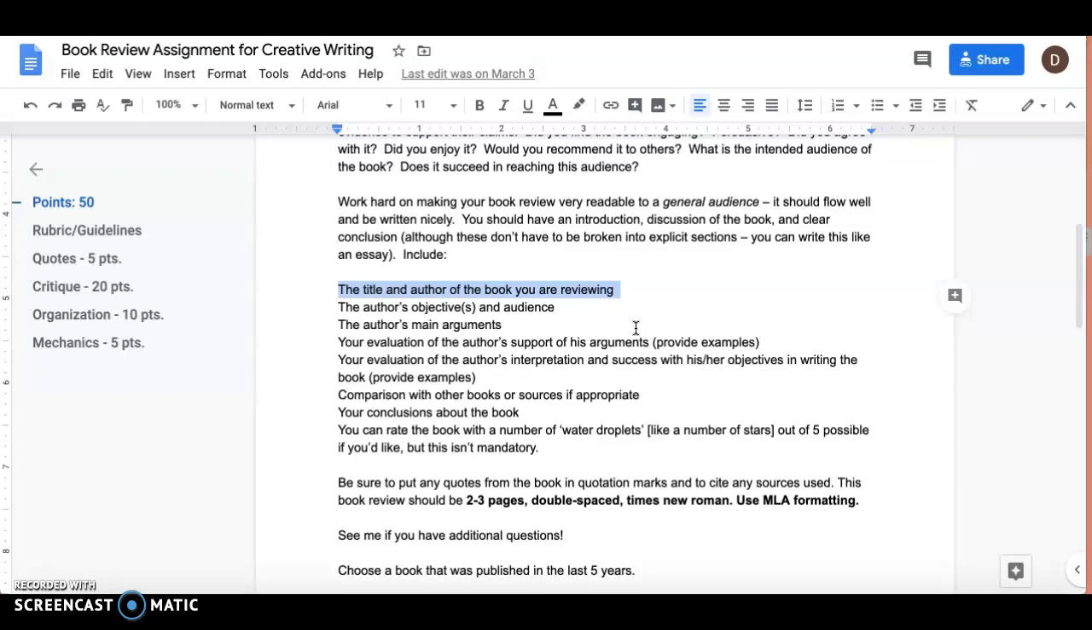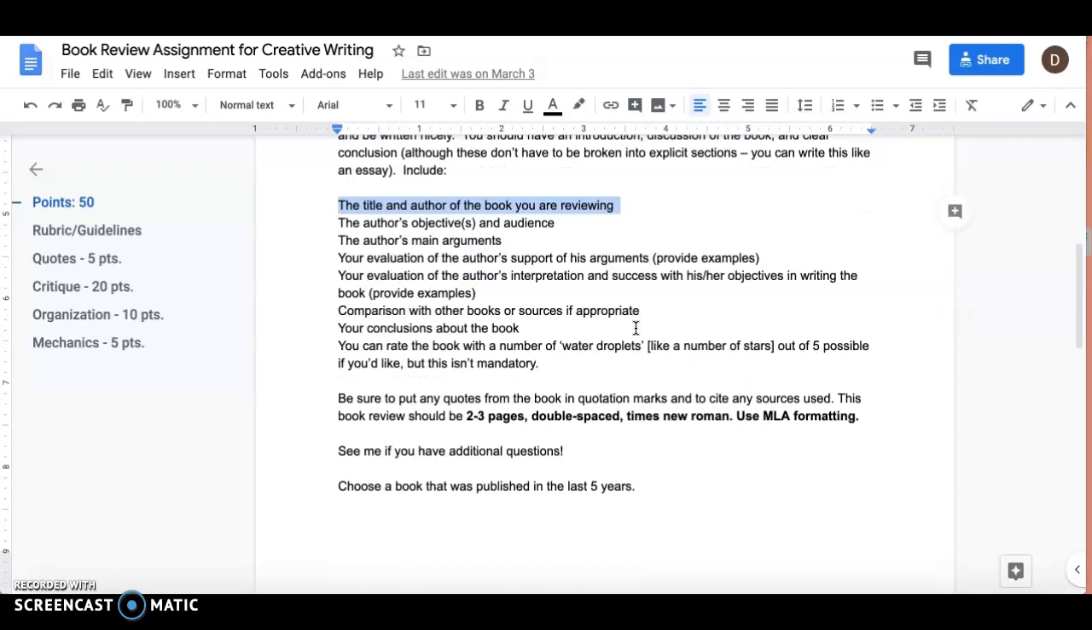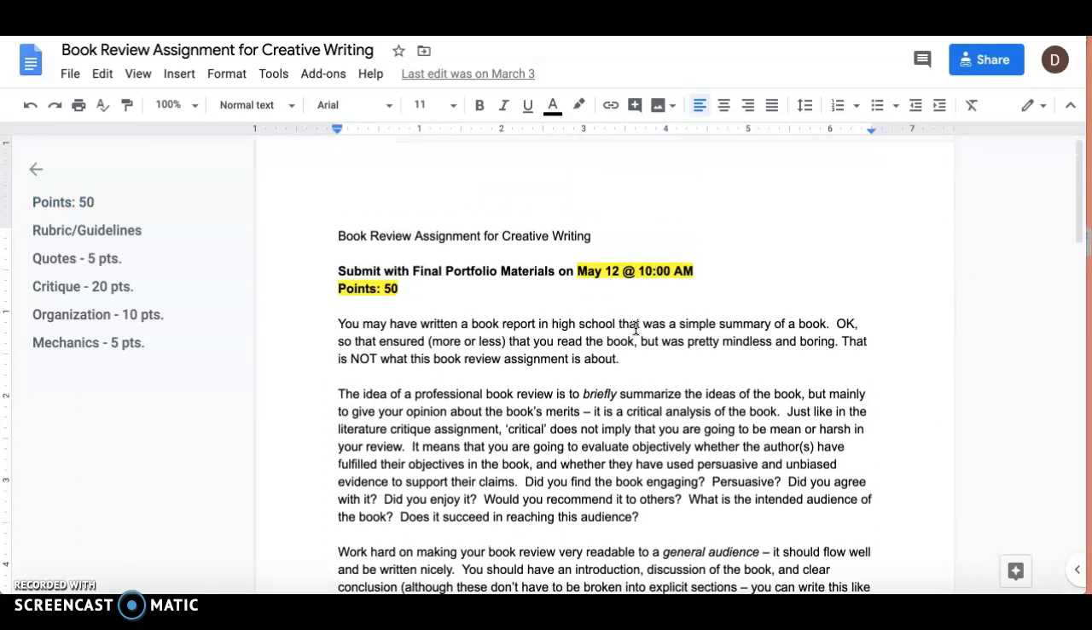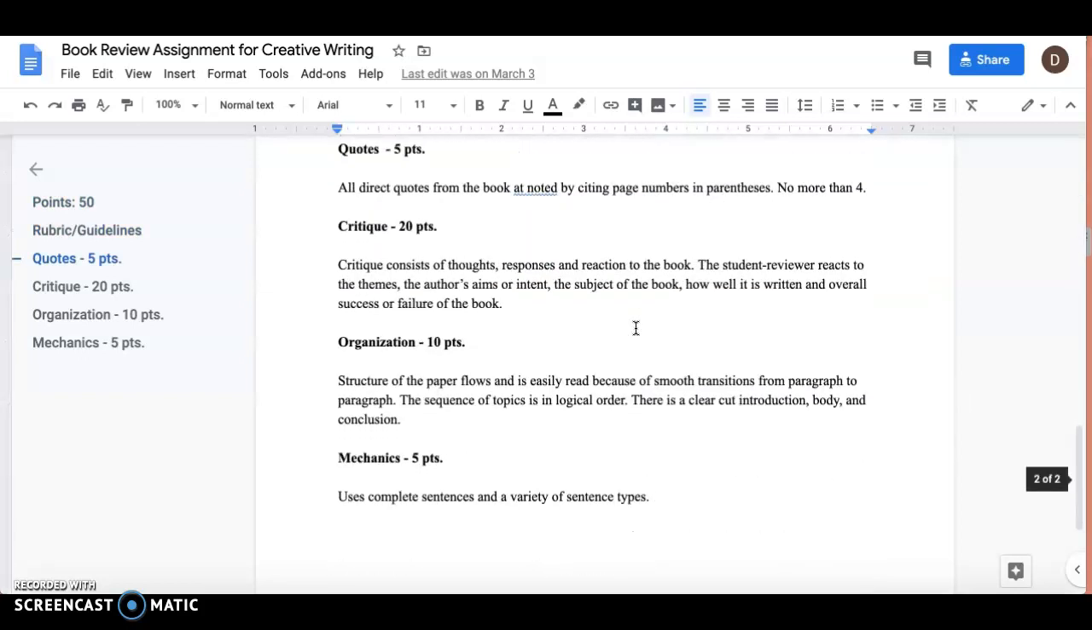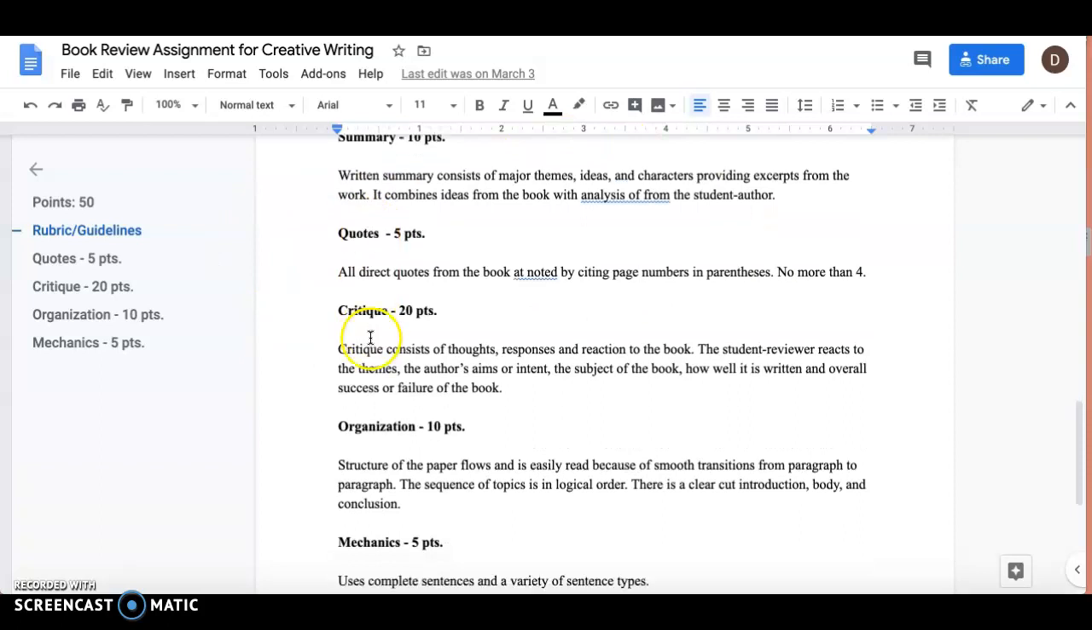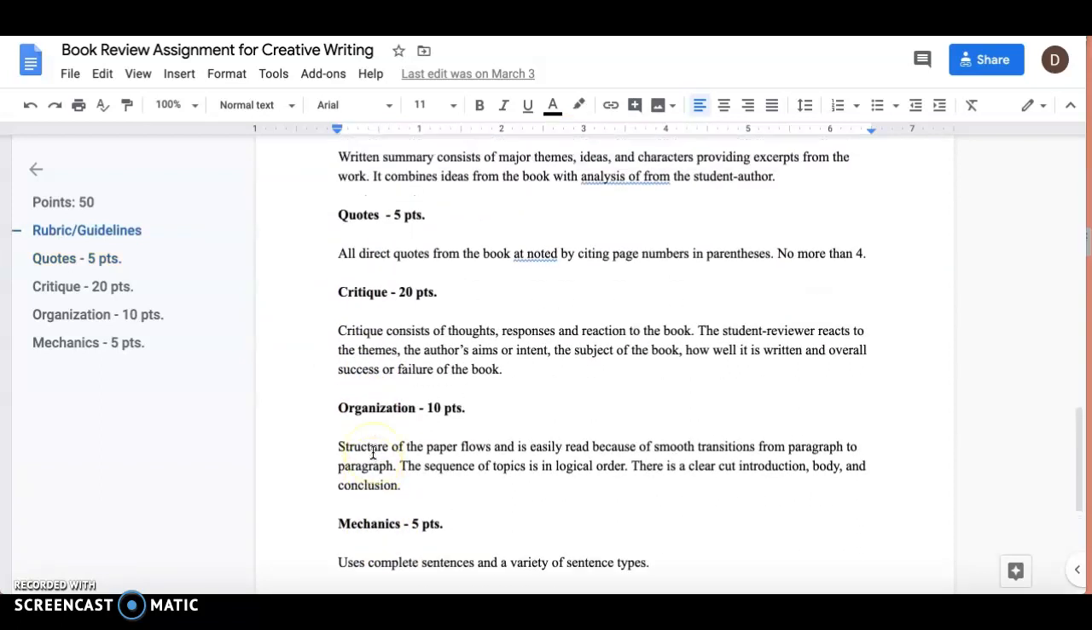It's 2 to 3 pages double spaced. I really just wanted you to read something from the last 5 years and see how you could really adapt that into your own writing and understand the contemporary elements of American literature. The rubric is going to be here. I'm grading based on summary, quotes, critique, organization, and mechanics.